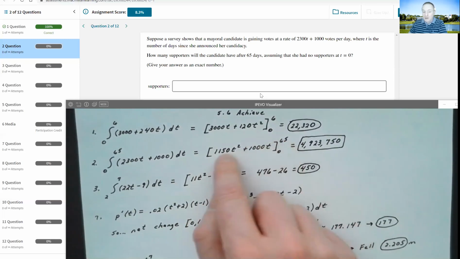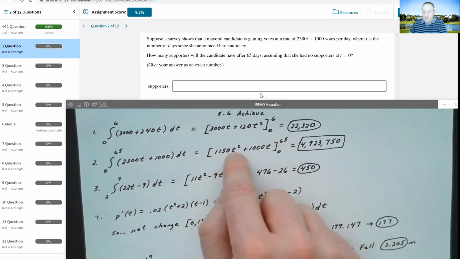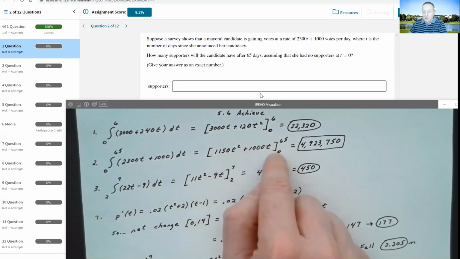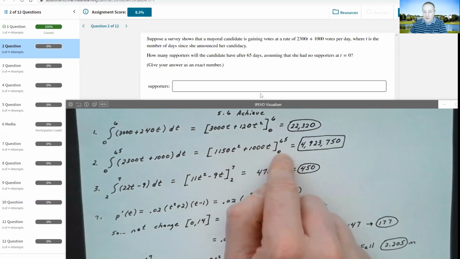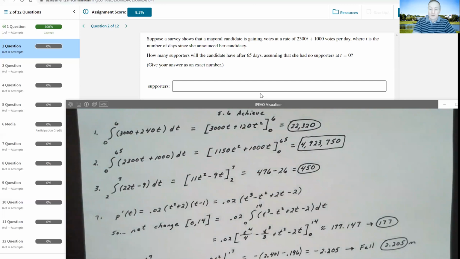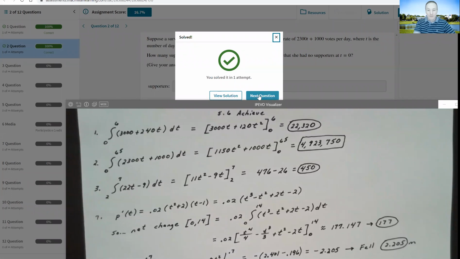Yet again, the only answer you're going to get is when you plug in the 65. Of course, the original support was 0. That's why f of 0 is 0 in this case. When I plugged in the 65, I've got 4,923,750. As you see, we plug that in, and Achieve says absolutely.